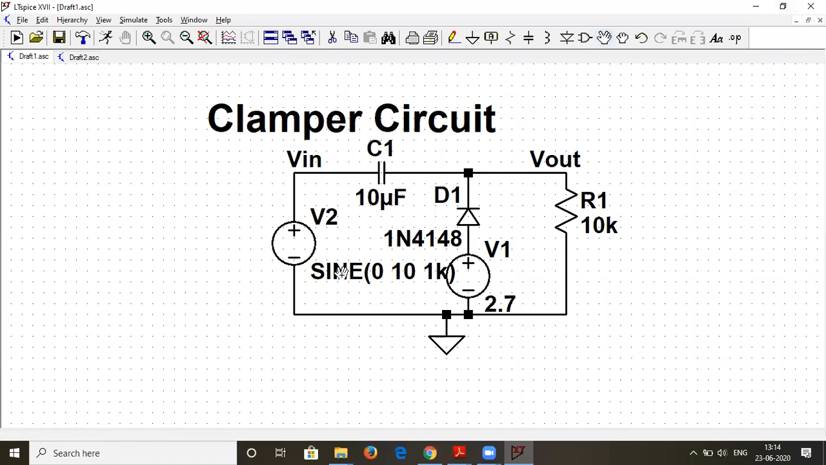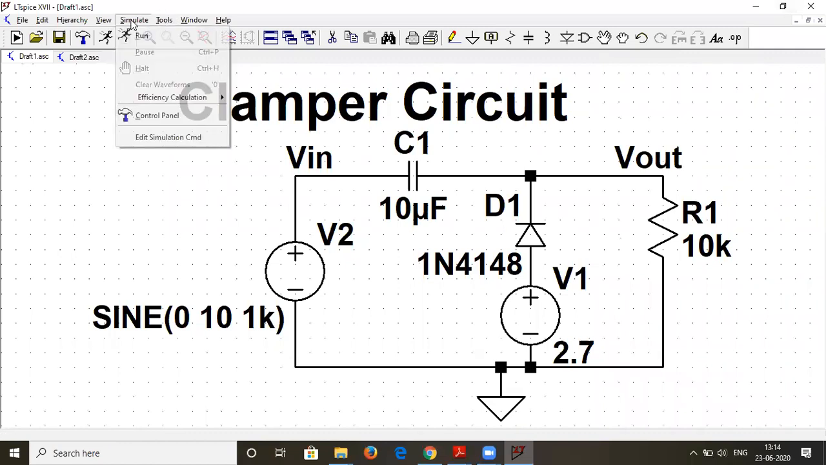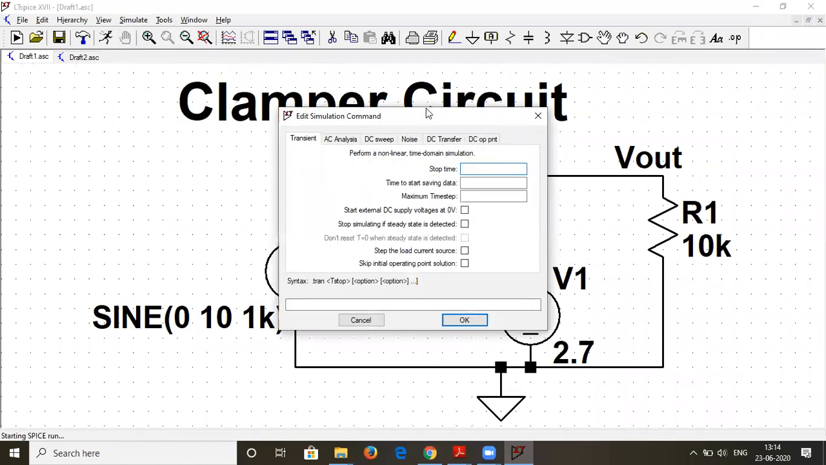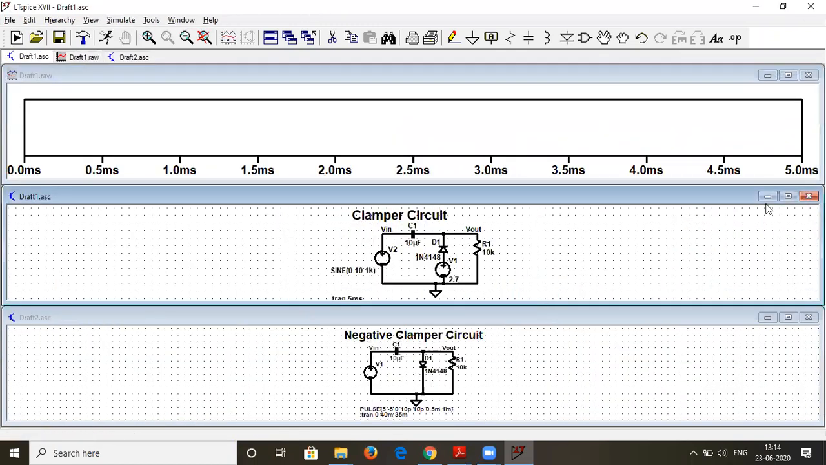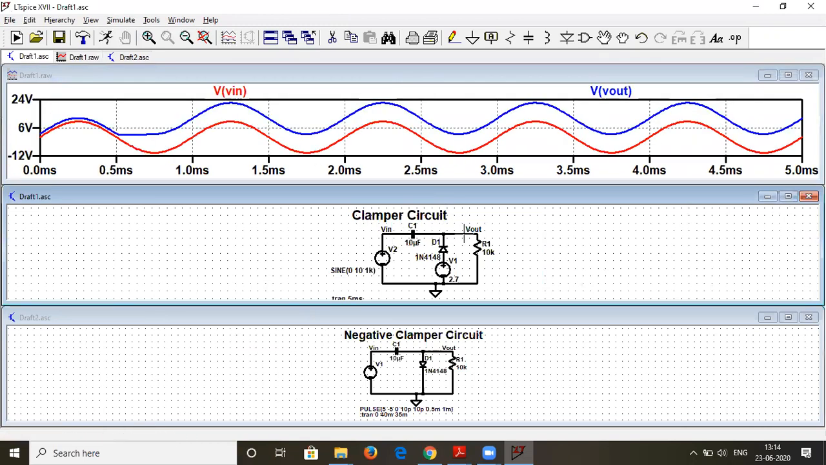Let me push this a little out so that the circuit looks clear. Now if I simulate this, let me keep the stop time at around 5 milliseconds and click on OK. So I can observe these waveforms now. So this is my clamper circuit.